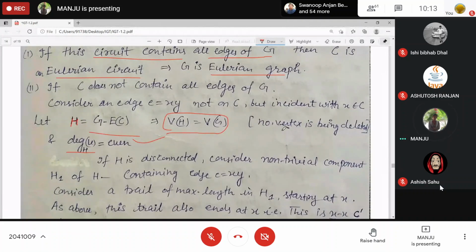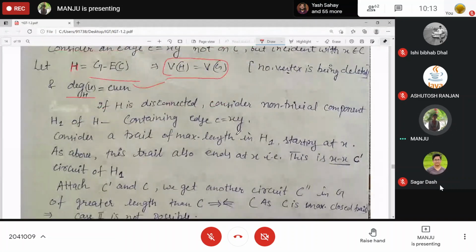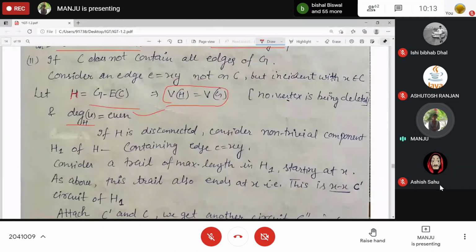Then in a similar way, you consider T as the maximum length trail in H, and you end up getting an Eulerian circuit in H. Then you take the union of that Eulerian circuit of H with this circuit C, and you get all the edges covered. That is, if you add two circuits, it again gives you a circuit. Clear? So that's how the circuit exists.